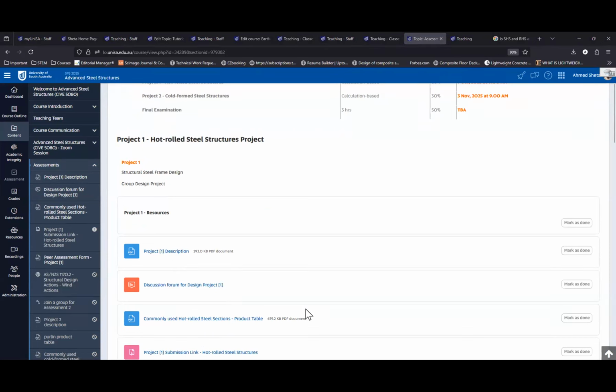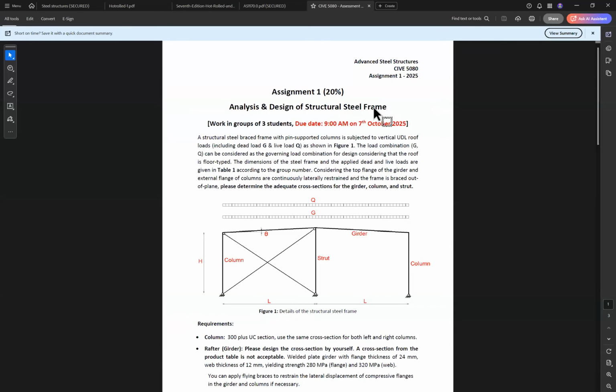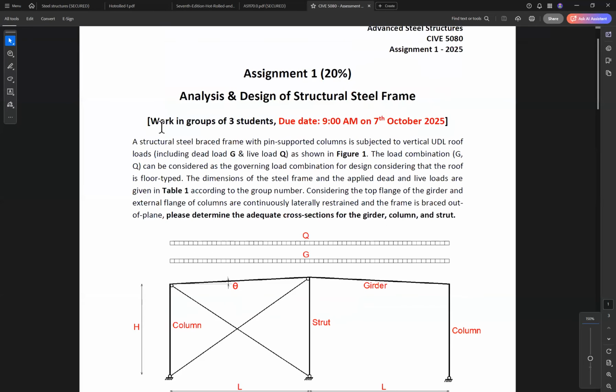So this is the assessment details. And this is again a group project. So you need to form a group of 3 students. Okay, and work together on this project. This project is 20% of the total weight of the course.